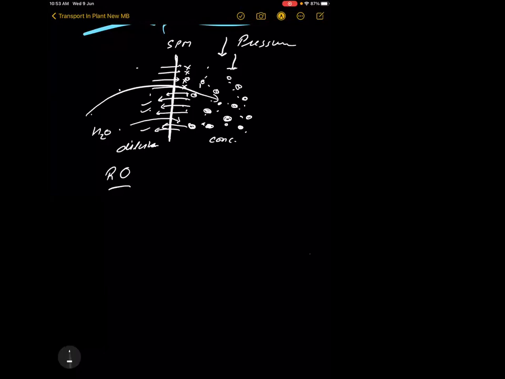Sir, can you repeat it once again? I didn't understand. Okay, fine. Before this, I will repeat osmosis. In osmosis, as you know, a semi-permeable membrane is required. One dilute solution is required. This is the dilute solution, this is the concentrated solution. So water moves in general.